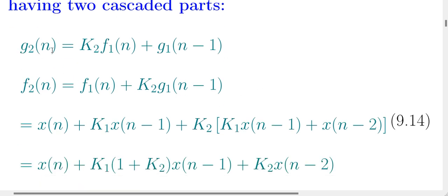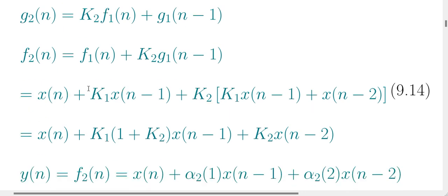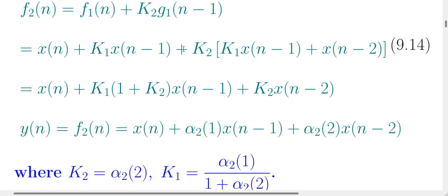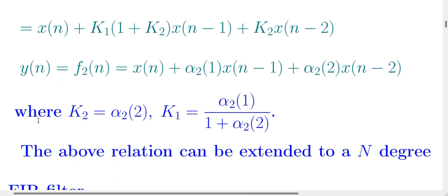So, G2 is equal to K2 times F1 of n plus G1 of n minus 1, and F2 is equal to F1 of n plus K2 times G1 of n minus 1. And y of n will be equal to f2 of n, which is equal to x of n plus alpha 2 of 1 times x of n minus 1 plus alpha 2 of 2 times x of n minus 2, where k2 is equal to alpha 2 of 2 and k1 is equal to alpha 2 of 1 over 1 plus alpha 2 of 2.